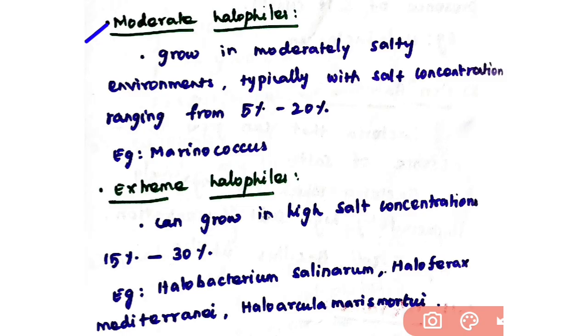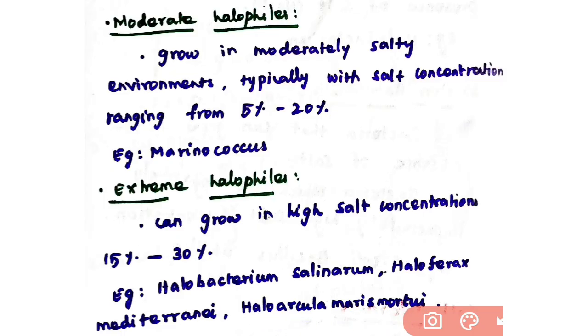Then second one is moderate halophiles. These bacteria grow in moderately salty environments, typically with the salt concentration ranging from 5% to 20%. Example, Marinococcus. Then third one is extreme halophiles. These extreme halophiles are salt loving bacteria. They can grow in high salt concentration of 15% to 30%. Examples, Halobacterium salinarum, Haloferax mediterranei, Haloarcula marismortui.